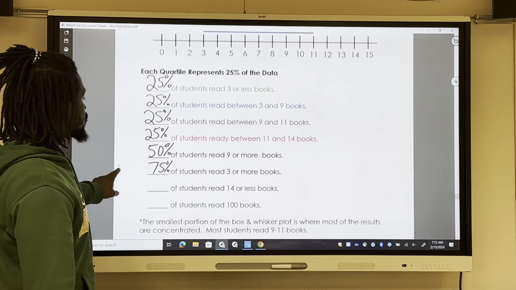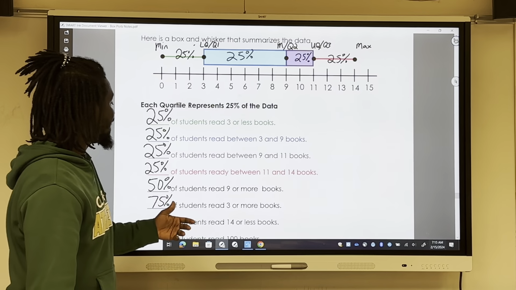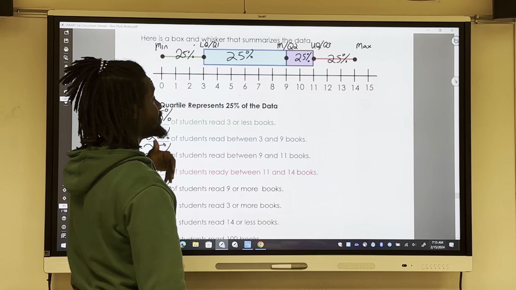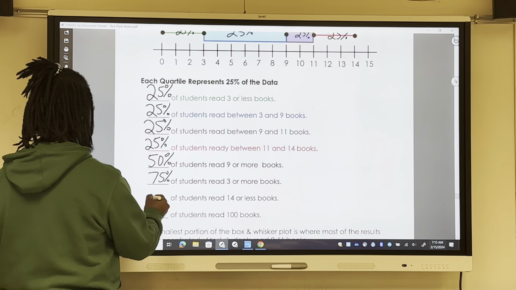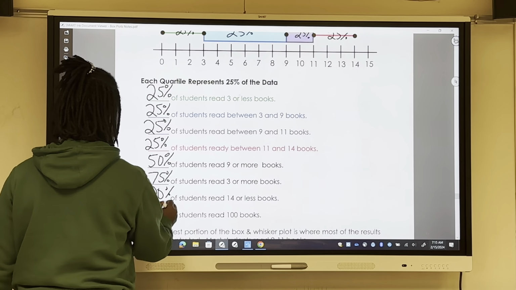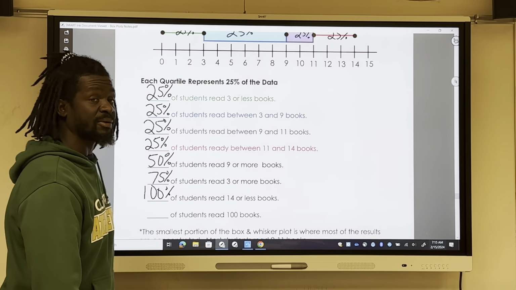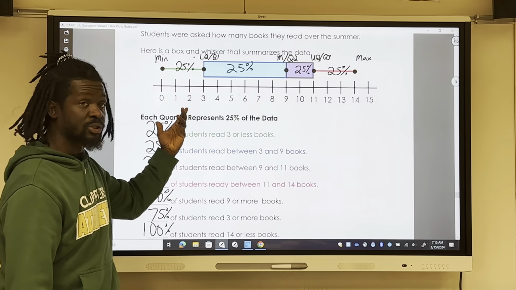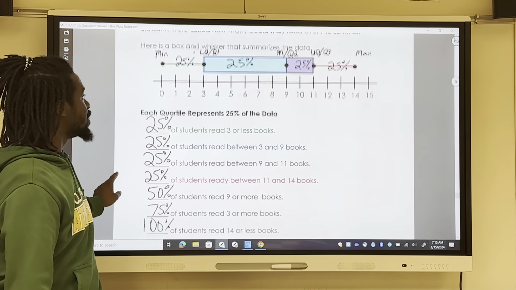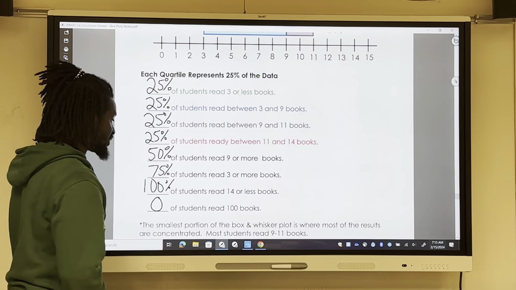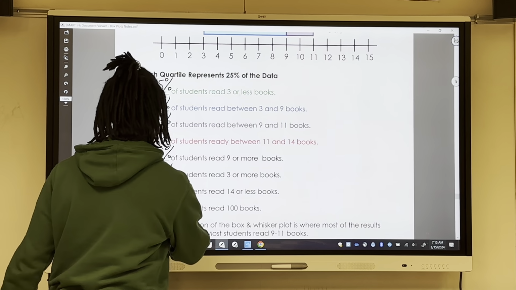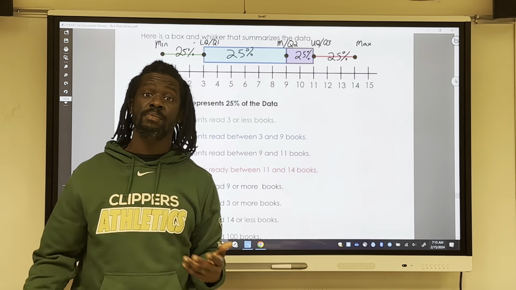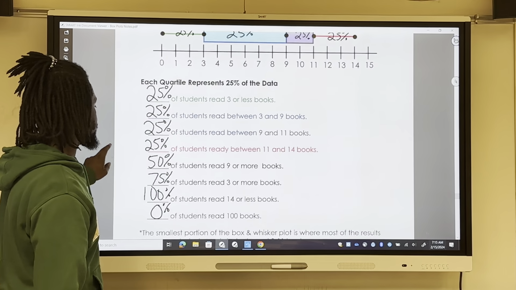Okay, students who read 14 books or less, okay, 14 or less. So starting from here all the way back, that is 100% of our data, okay? And then the number of students that read 100 books, okay? How many students read 100 books? None, right? So 0% of students read 100 books, because we said nobody read more than 14, because that was our maximum value, okay?